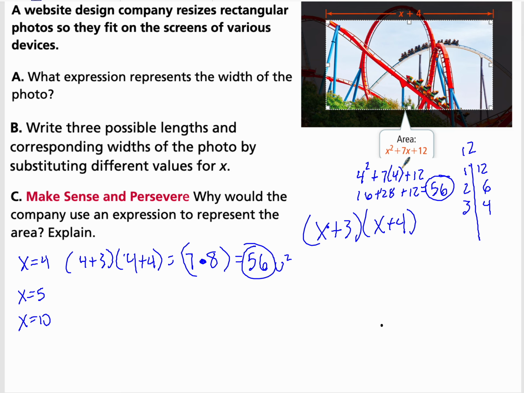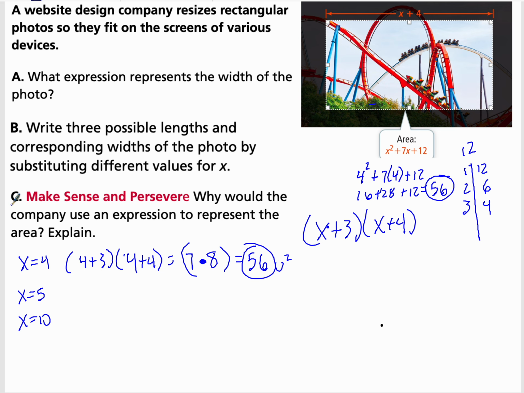Is that a surprise that when I plug the same value in for x into those two equations that they come out the same? It shouldn't be, because we know that they really are the same expression. And so that's Part B, just to see that we can actually use real numbers to come up with real measurements for the photo in this scenario.